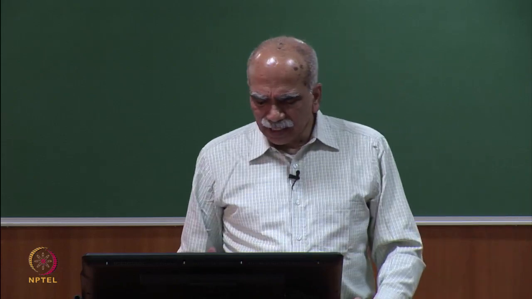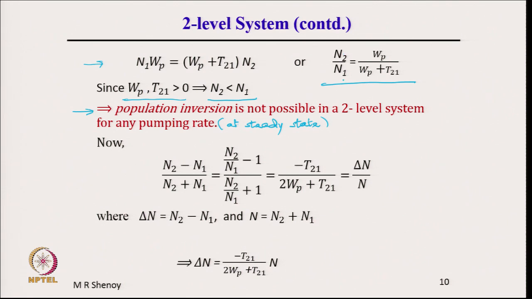But before going, let us discuss a little bit more. So, here, if we do N2 by N1 minus 1 divided by N2 by N1 plus 1, then that will be N2 minus N1 divided by N2 plus N1, which will be equal to minus T21 divided by 2Wp plus T21. Now, N2 minus N1 we call delta n, and N2 plus N1 is the total number of atoms, that is N. So, we have delta n is equal to minus T21 divided by 2Wp plus T21, into N. Now, what are we reaching at? Let us see next.